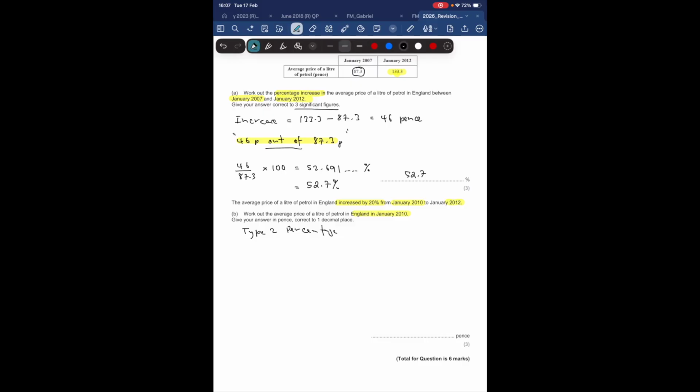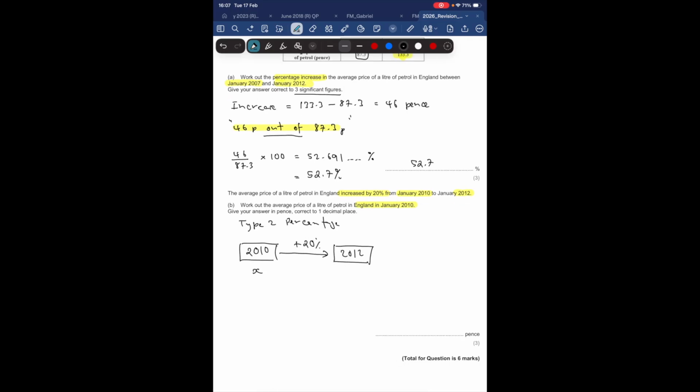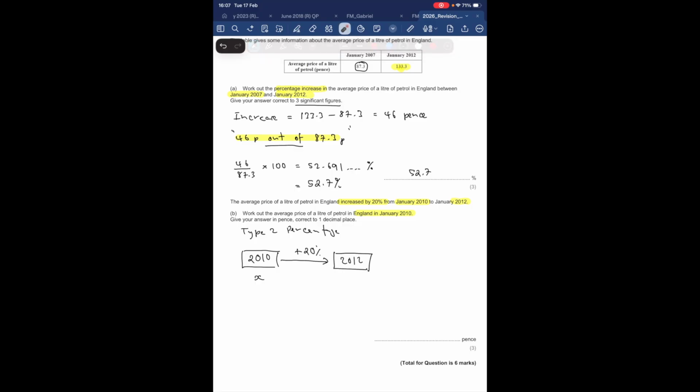So the way we do this, we can make a little diagram to envisage what we're going to do. So in 2010, we don't know what the price of petrol was. We're going to call it X. But from 2010 to 2012, we know that the price of petrol increased by 20%. And we know that the price of petrol in 2012, we have it up here because it's still part of the same question. So the price of petrol in 2012 is going to be this 133.3 pence.